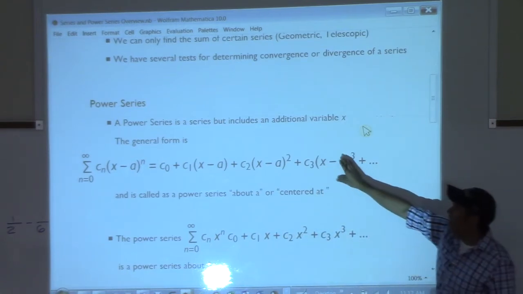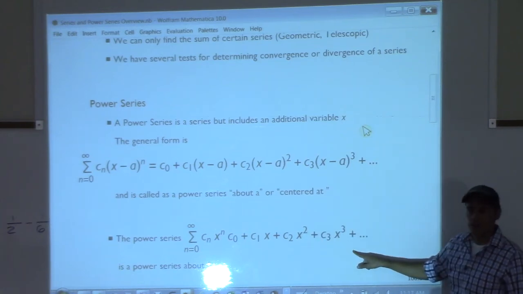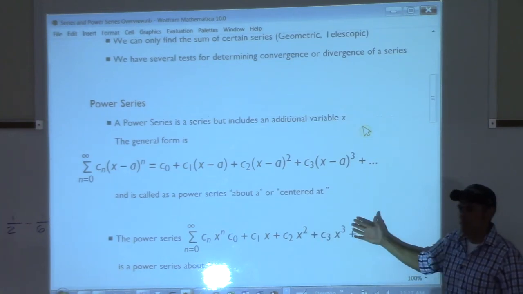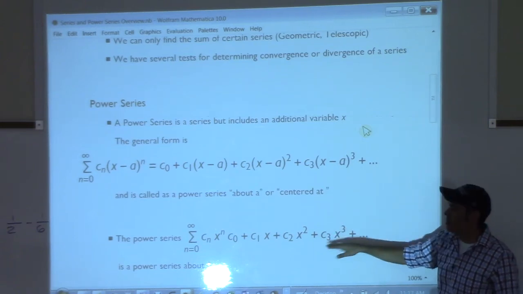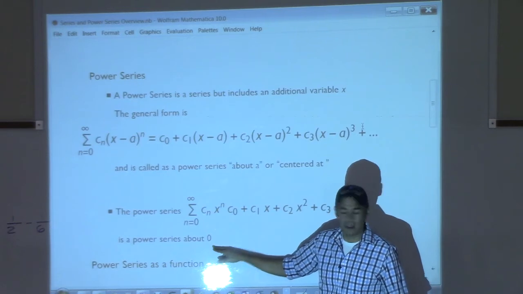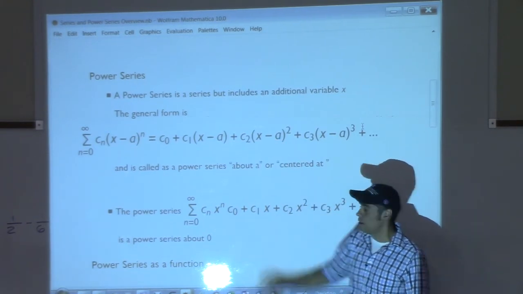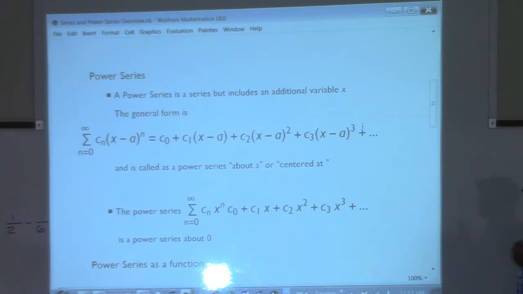If you take the a out and you make the a a 0, then you get this power series, right? Same thing, just make a 0. And so this is a power series about 0. And actually, we started with this, and then we generalized it, okay?